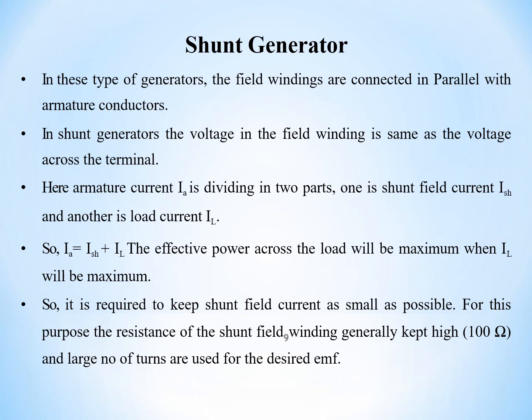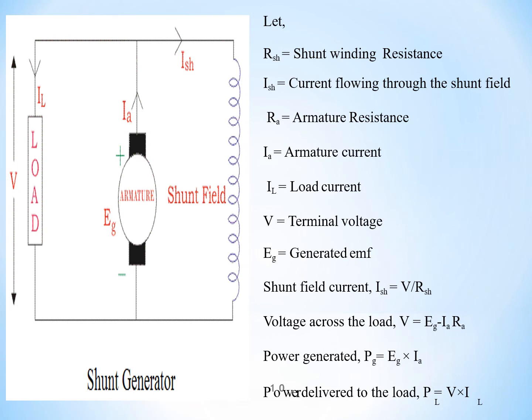In a shunt generator, the voltage in the field winding is the same as the voltage across the terminal. This can be explained better by the circuit diagram. So this is the circuit diagram. If we observe, the field winding is connected in parallel to the armature winding. Hence it is called a shunt field winding DC generator.